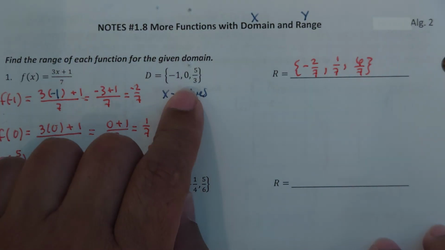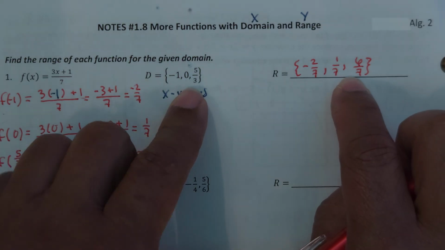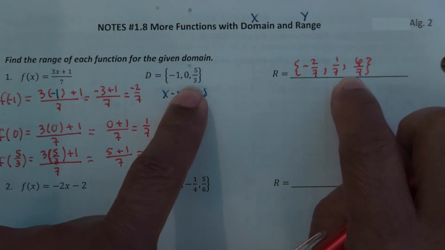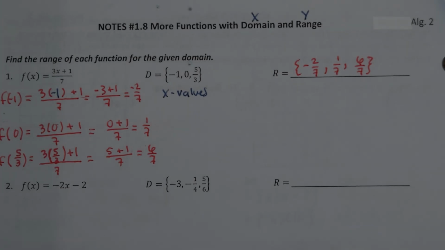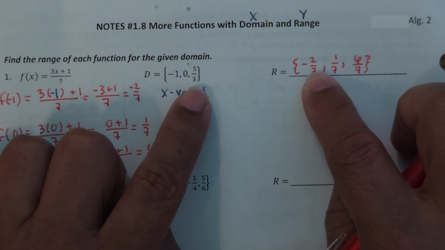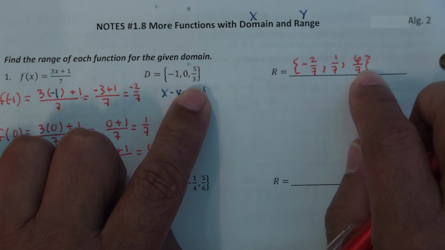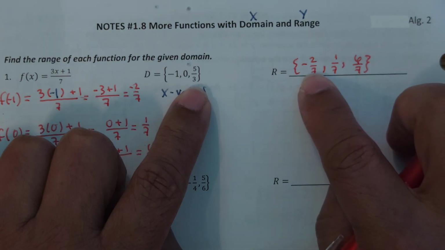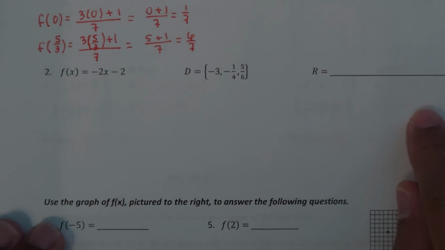Okay, so for this given domain, this is the range that goes with these x values. And also notice that I was given the values of x from least to greatest. Do the same with the range, from least to greatest always. The smallest of the values goes first and the greatest goes last. So with that said, let's go to the next example.